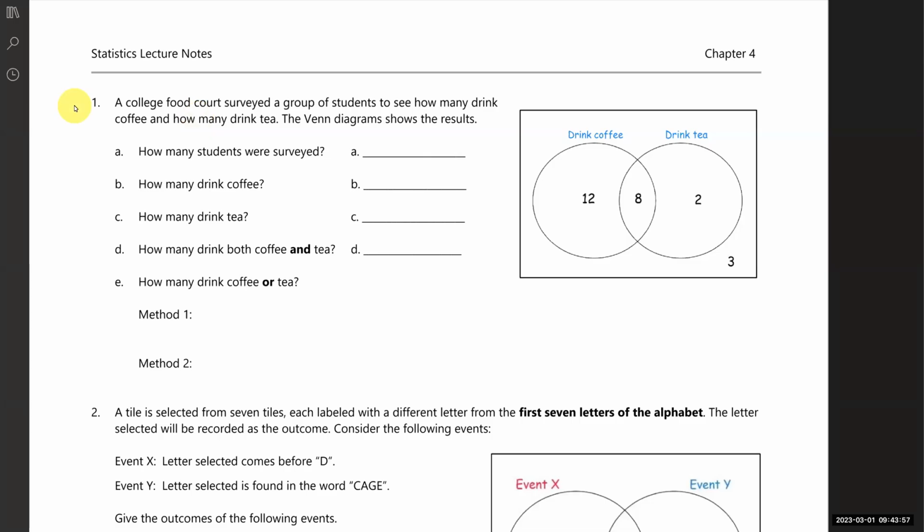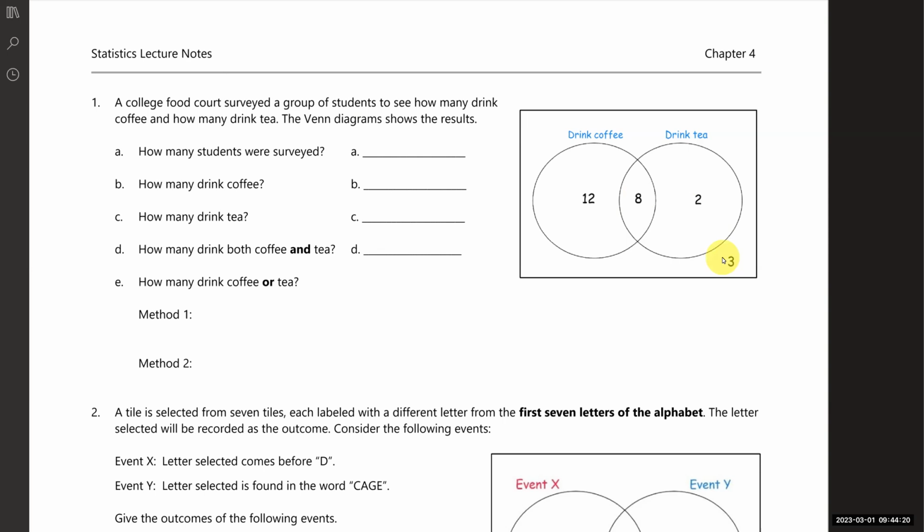Here we'll take a look at some additional Venn diagram examples, starting with number 1. A college food court surveyed a group of students to see how many of them drink coffee and how many drink tea. And the Venn diagram summarizes here. So inside of our rectangle, this would be people in our sample space. So we've got 12 students plus 8 plus 2 plus 3.